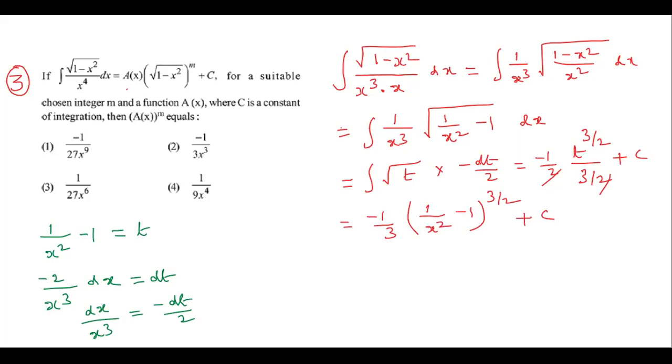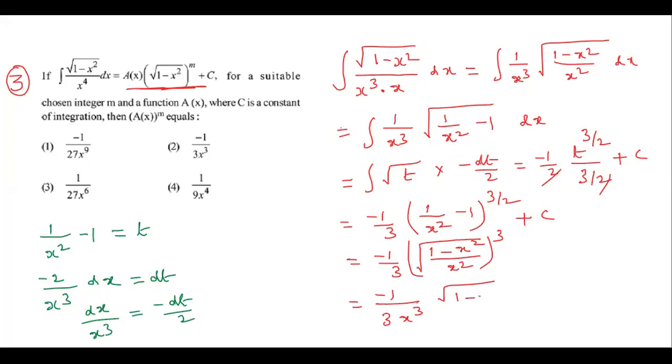But see the question here, root 1 minus x square is there. Take the LCM. What happens? See that minus 1 by 3, 1 minus x square divided by x square under root whole cube. So now x square taken outside the root, it will come x. Now overall minus 1 by 3 x cube. Why have I written x cube? Power cube is there now. Under root 1 minus x square whole cube.